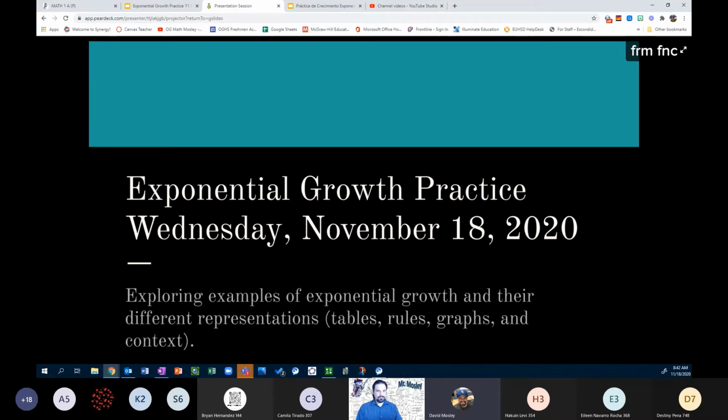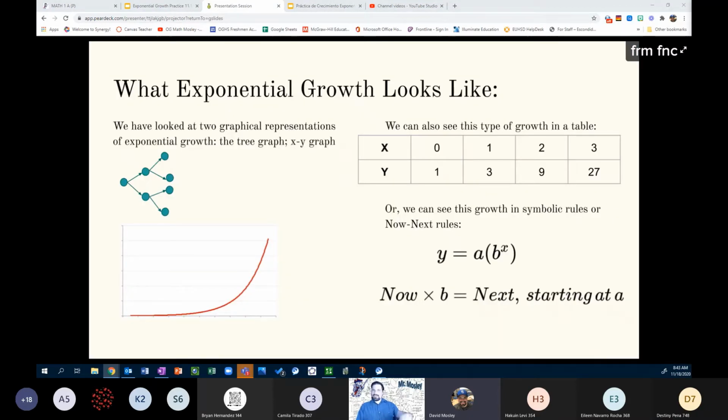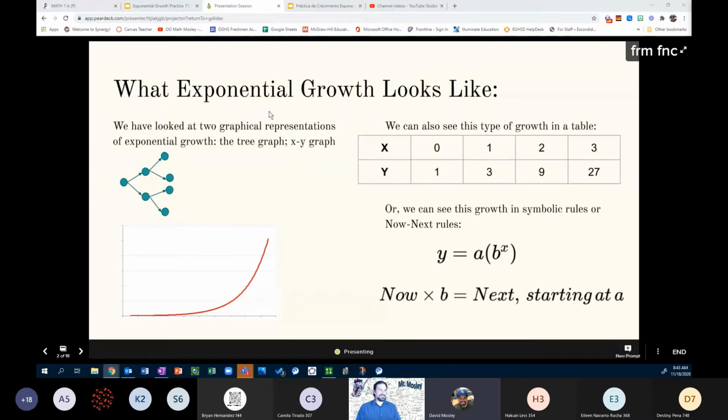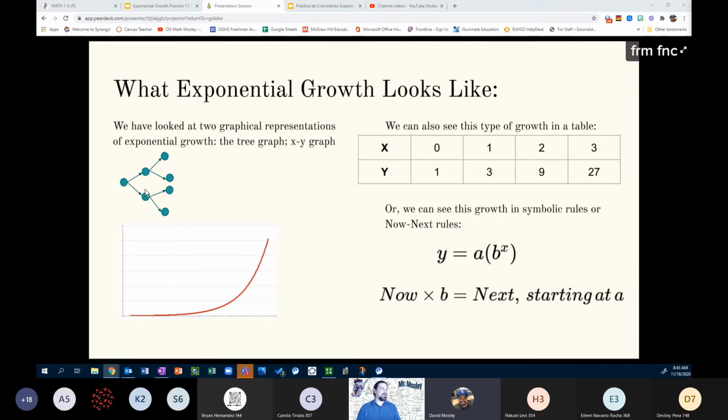So here we go. First, this is not a question. This is just a little bit of review: what exponential growth looks like. We've looked at two graphical representations of exponential growth. We have the tree graph, which is crudely drawn right here with our little dots. This is representing starting with one thing, one person, one bacteria, which then goes to 2. Each of those goes to 2, and we're seeing a growth of multiplying each step, or each stage, each level of the progress of the process.